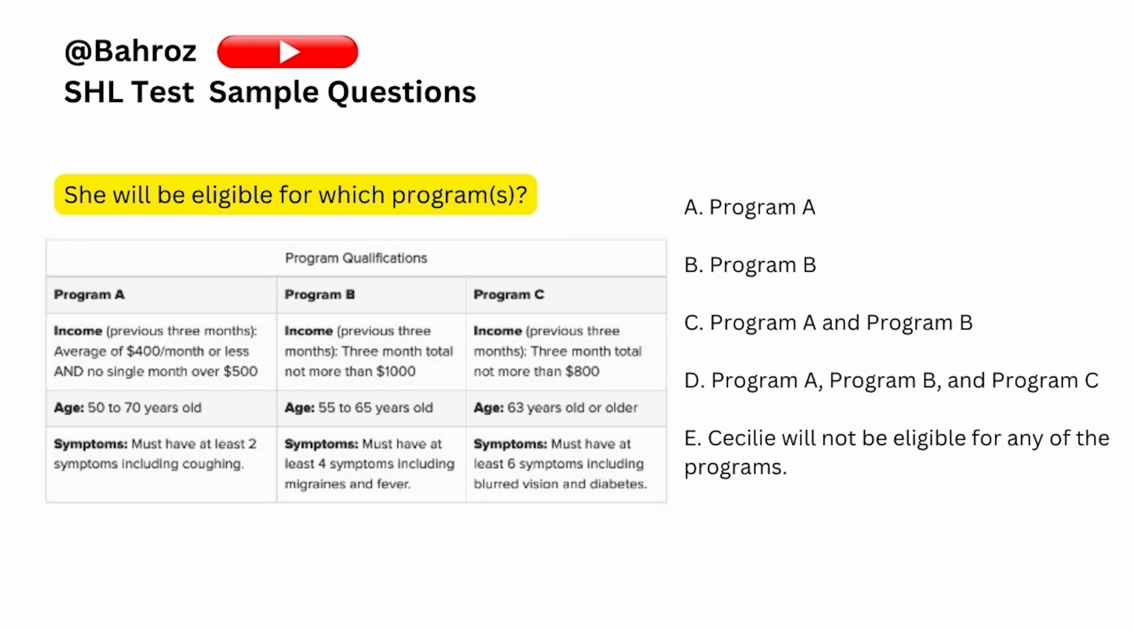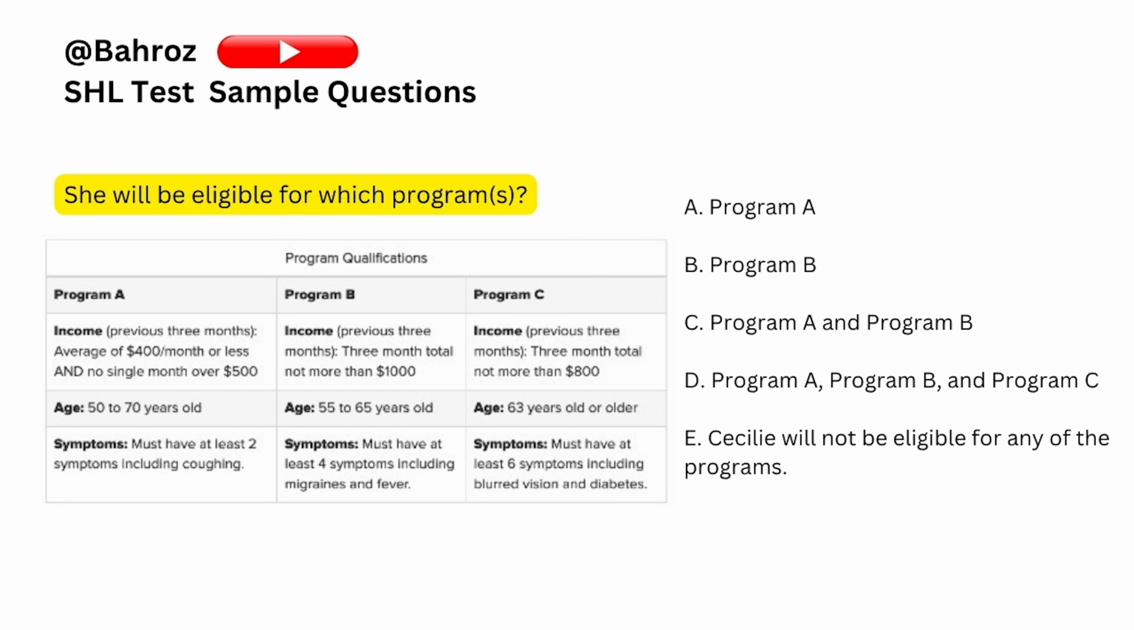Now let's go through it step by step. First is income. We are told the total income over the past 3 months must not be more than $1,000. Cecilia's income for the last 3 months is $300, $325, and $350. When we add those up, 300 plus 325 plus 350 equals $975. Since $975 is less than $1,000, she meets the income requirement. Next is age. The eligible age range is 55 to 65 years old. Cecilia is 64 years old, which falls within this range.